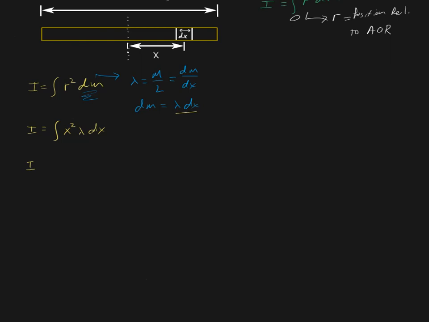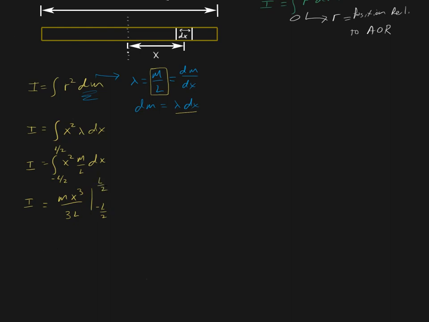All right, now lambda, remember, is also m over L, and so we can write this as the integral of x squared m over L dx. So that when we integrate this, remember we go from minus L over 2 to L over 2. So when we integrate this, we're going to get mx cubed over 3L evaluated from minus L over 2 to L over 2.